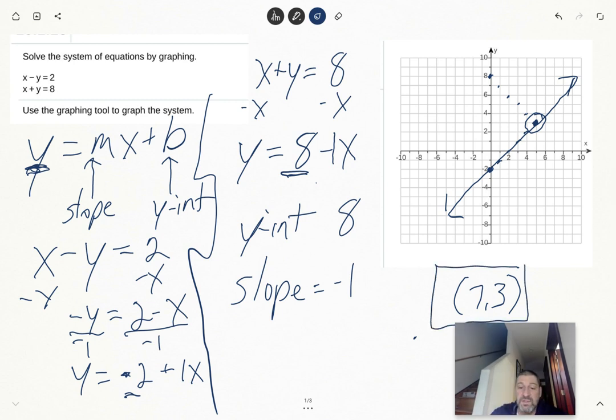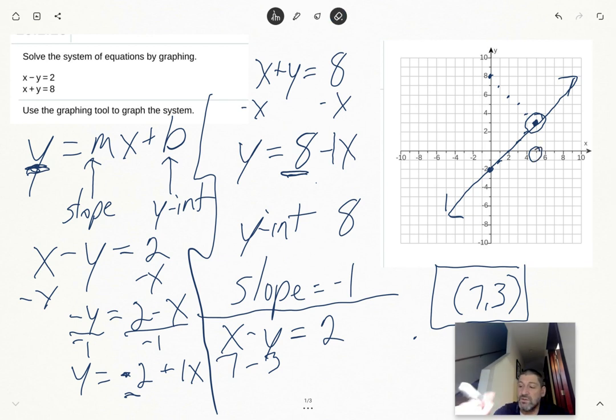So let's just kind of plug that into both equations. The first equation was x minus y equals 2. That would be 7 minus 3. Oh, whoops, I wrote that wrong. Okay, that's not a 7, that's a 5 there. My bad. Okay, let me erase that. Start over again.